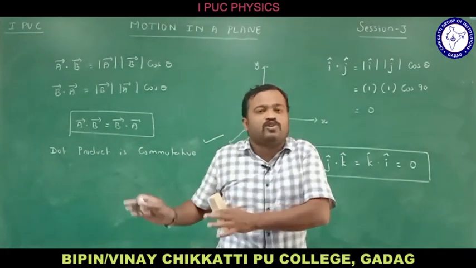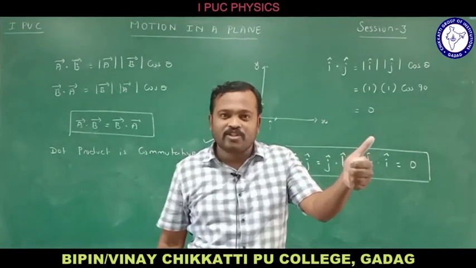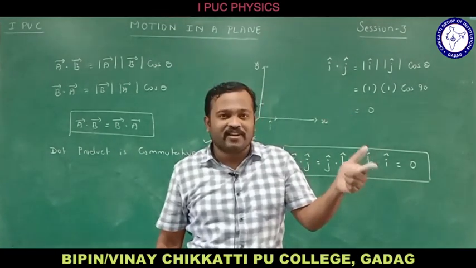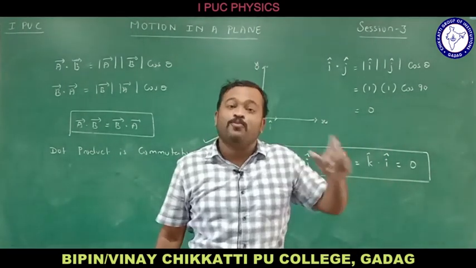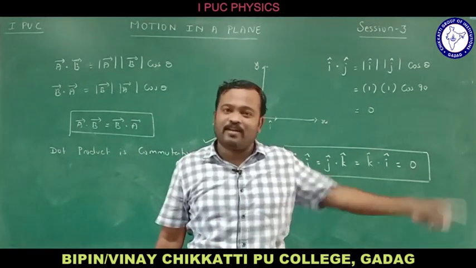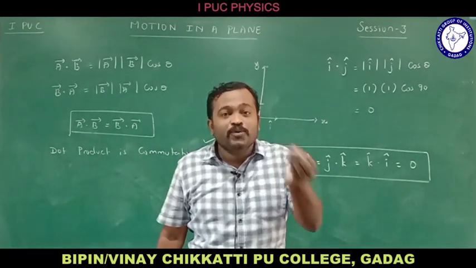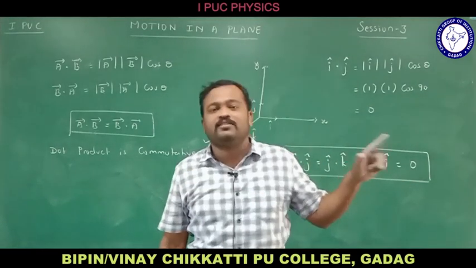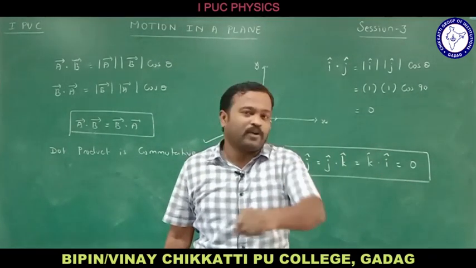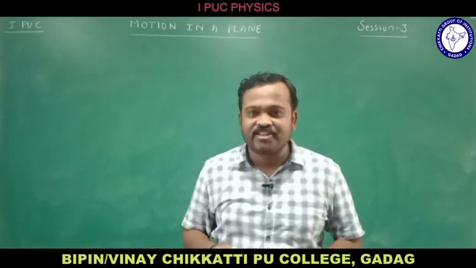So this was all about scalar product. First of all, what is scalar product? What is the formula for scalar product? Definition of a scalar product, examples of a scalar product, when is scalar product maximum, when is scalar product minimum, and let me apply the scalar product for the unit vectors i, j, k. You need to know all these things about the scalar product. Now let us move on to the second type of product, that is vector product.